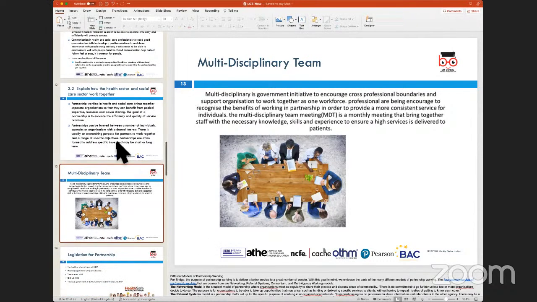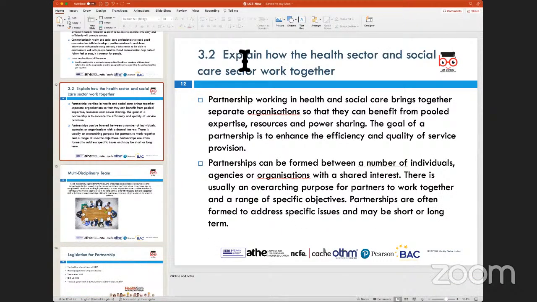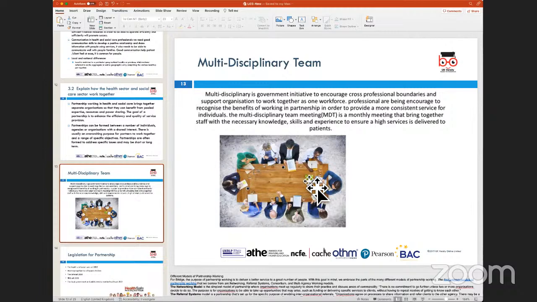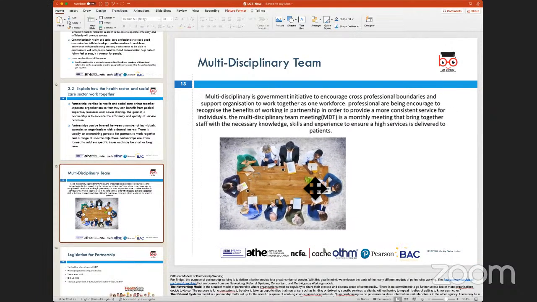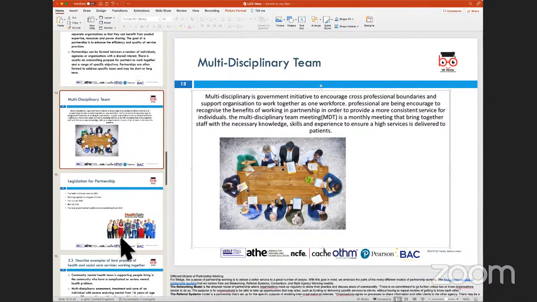Now, when we look at the health sector and care sector working together, we see the demand for multidisciplinary teams getting formed. Here we are looking at teams from both sides, healthcare services and social care services, pooling their resources, their expertise, their manpower and their skills, and coming together to provide these services to members of the public.